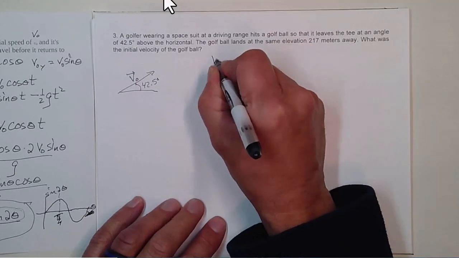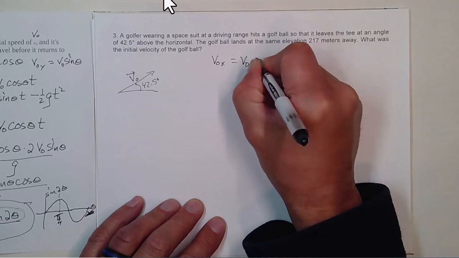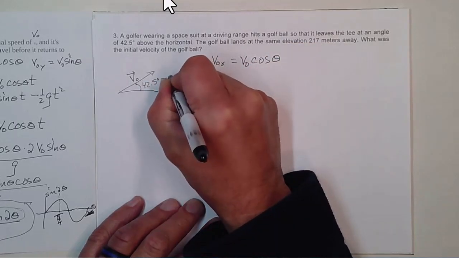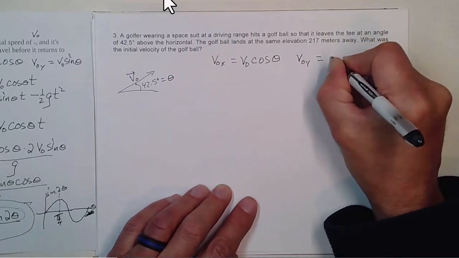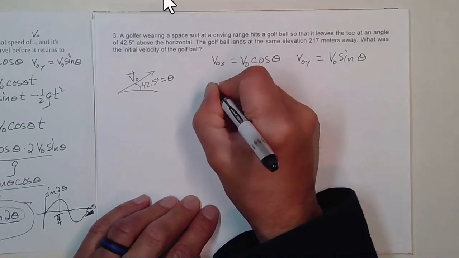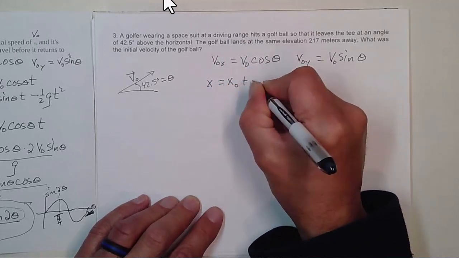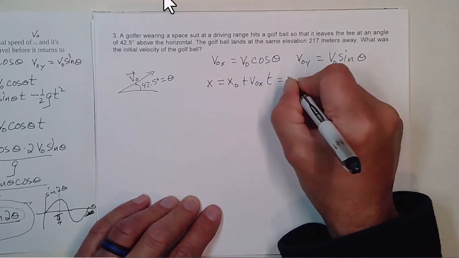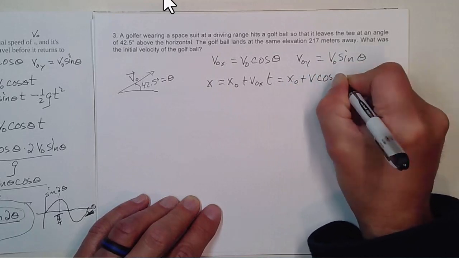We know that v naught x is equal to v naught cos theta, and I'm going to let 42.5 degrees equal theta. v naught y equals v naught sine theta. We can say that x is equal to x naught plus v naught x t, which is just going to be x naught plus v naught cos theta times t.